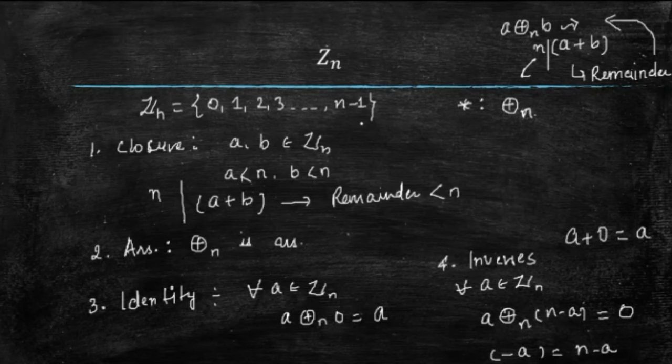Now you have the set and the binary operation. Change the value of n and you will get n number of different groups, with 0 as the identity, and inverses you can find as n minus a. We are going to do this group in great detail once we know all the other characters of a group. For the time being, just understand the binary operation, the identity and the inverses.